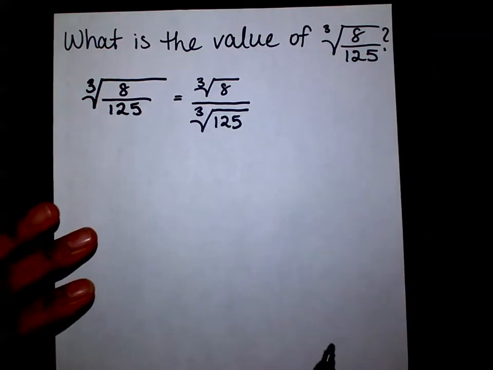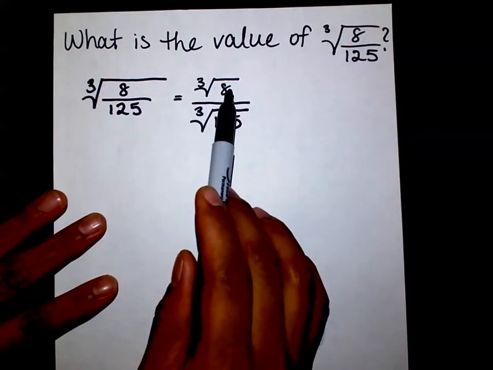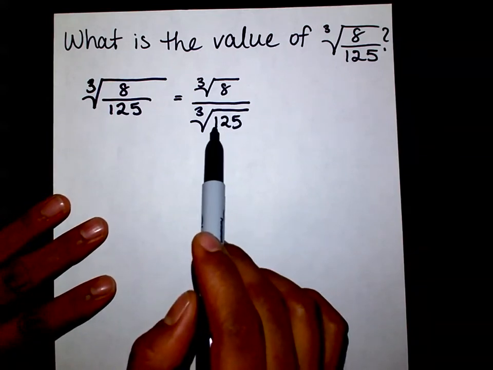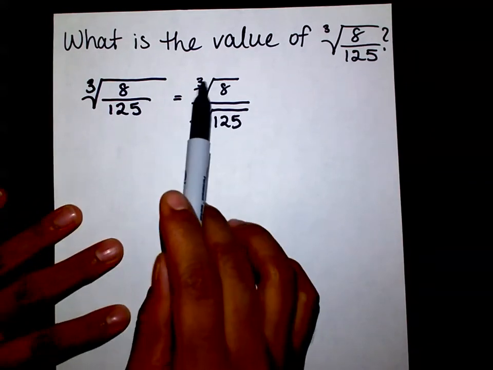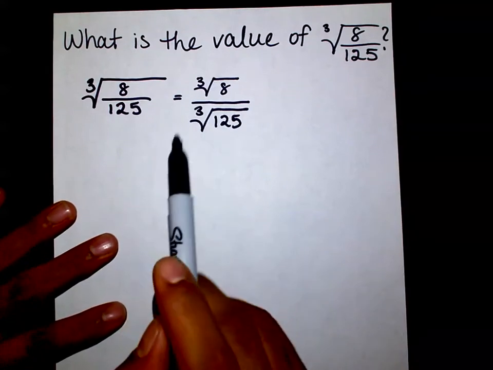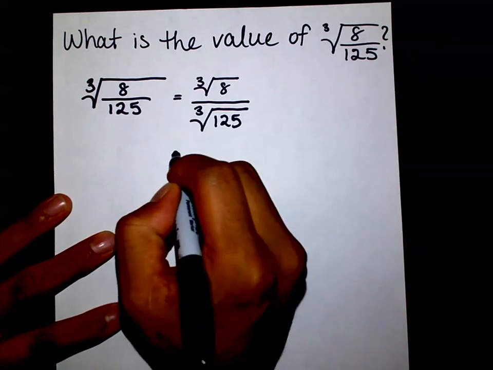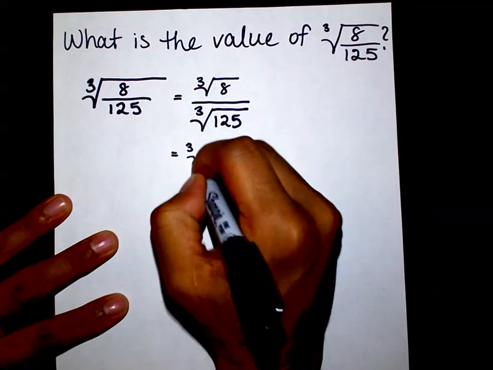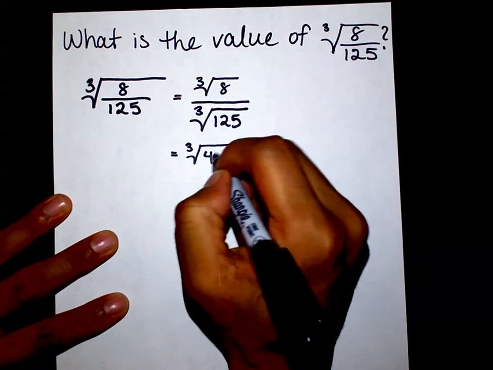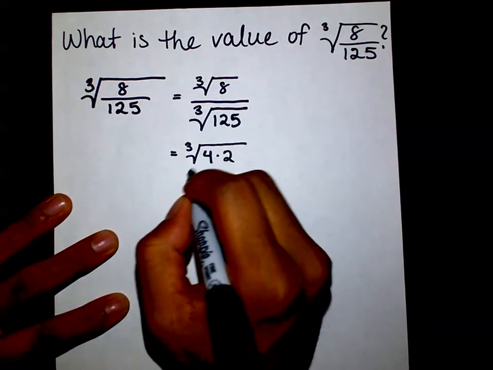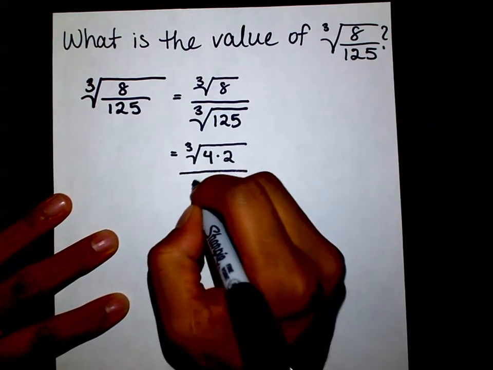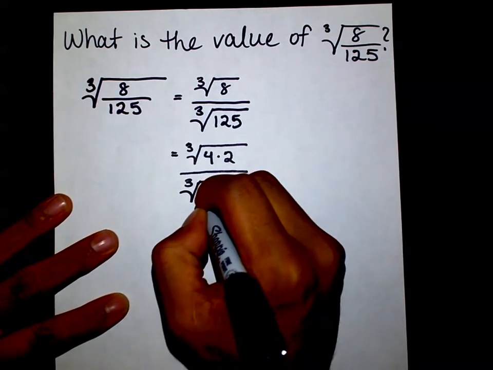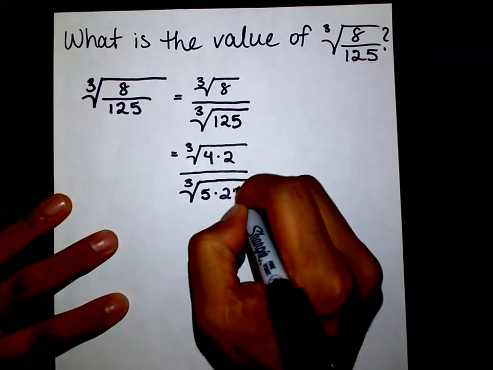Kind of like the last problem, I'm going to factor each one of these numbers completely until I can't factor anymore. And because this is cube root, I'm going to be circling 3 at a time now. So let's see how that looks. If I break 8 down, that's going to give me 4 times 2. And if I break down the cube root of 125, I'm going to get 5 times 25.